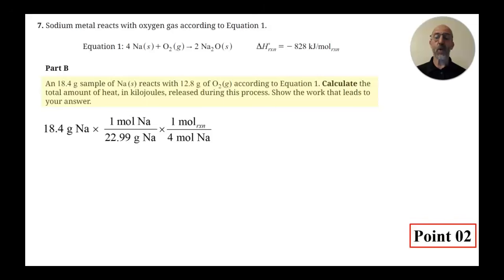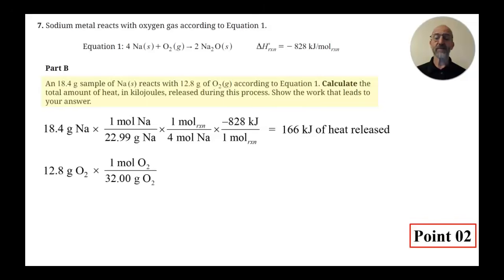Then I will use 1 mole of reaction for every 4 moles of sodium. And then 828 kilojoules of energy is released for every 1 mole of reaction. Now that number that I just calculated may or may not be coming from the limiting reactant. So I'm going to repeat that process. I did it with 18.4 grams of sodium. Now I'm going to repeat the process with 12.8 grams of oxygen gas.